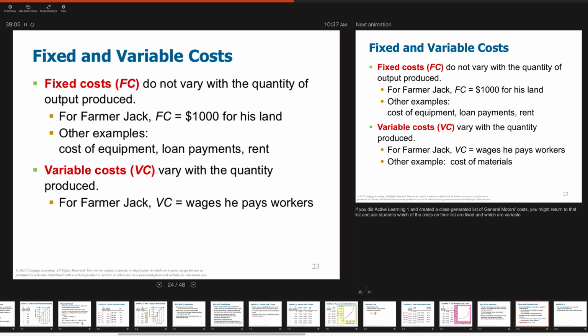Yes, Austin? So the cost of the equipment can vary for both fixed and variable? No, because it cost him X number of dollars to buy the equipment. I'm talking about maintaining it. The more you use it, the more it costs. So if Farmer Jack had 20 acres, his maintenance costs would be higher than on 5 acres.